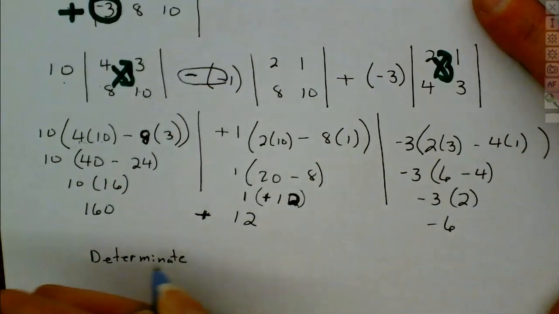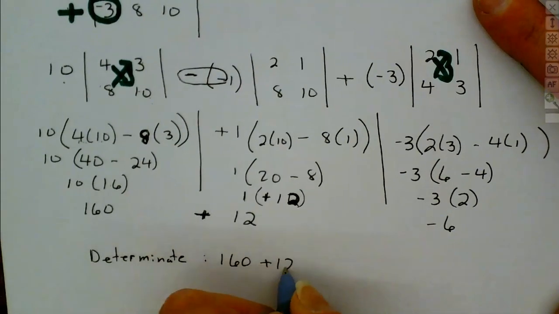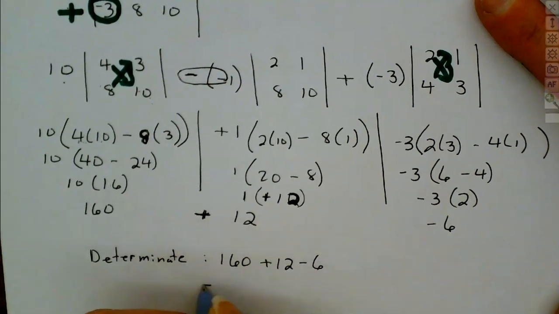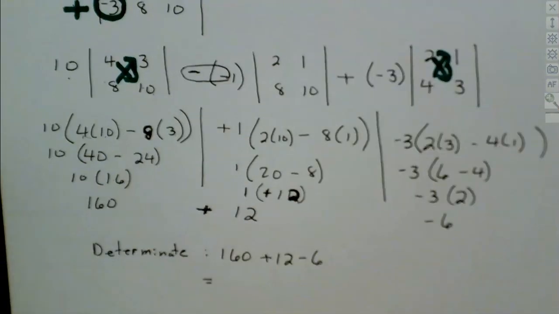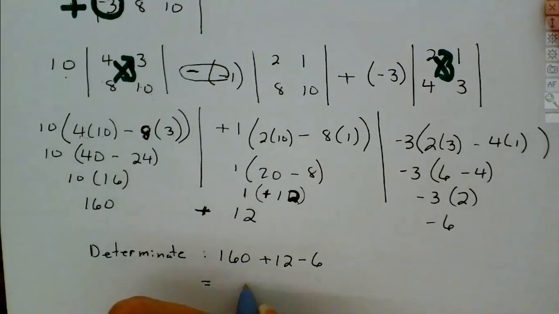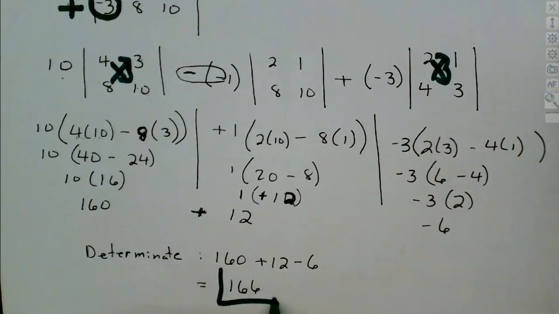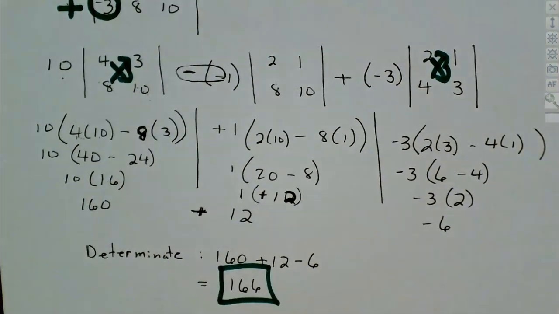Okay, add those together, which is 160 plus 12 minus 6. And so that gives you then what? 166. Yep, because 160 plus 12 minus 6 does come out to be 166. And that's your answer. That's the determinant. Okay, now look at how much work that was for a 3 by 3.